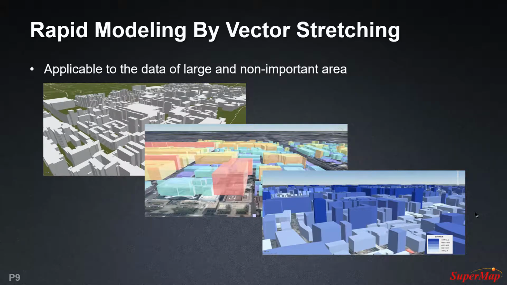Right, so we can use rapid modeling by vector stretching on a scene that contains large and non-important areas. For example, lots of buildings that look the same, lots of roads that look the same, lots of surroundings basically that look the same. So we can use rapid modeling by simply stretching those areas in a uniform manner in order to fill out a lot of non-important area. Now what this does is that it saves time and it saves resources.